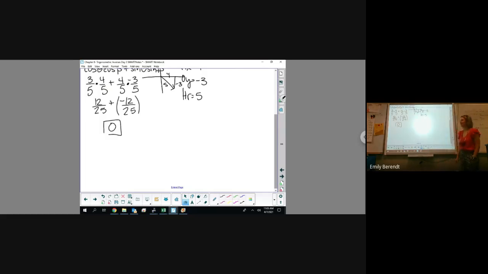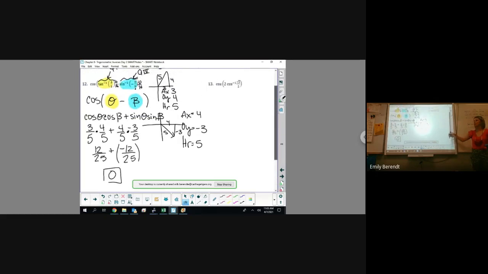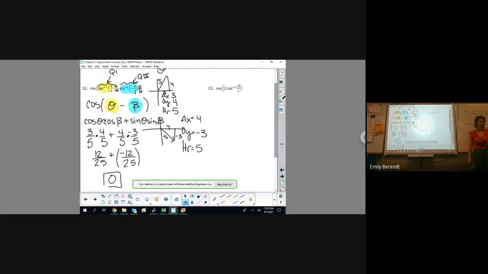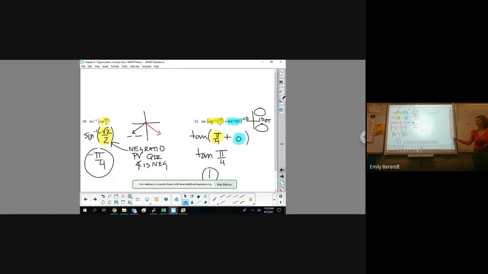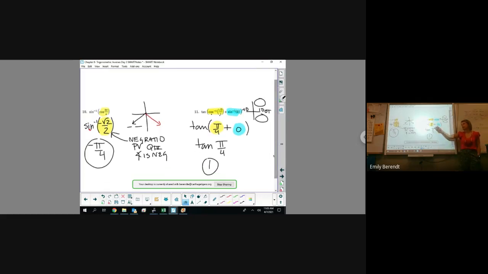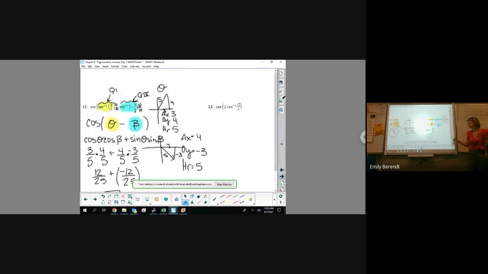Cool, cool. If those angles had been on the unit circle, we wouldn't have had to use an identity. So like number 11, this is technically a sum for tangent, but we didn't have to use the identity because our angles here were located on the unit circle. When they're not, you have to.